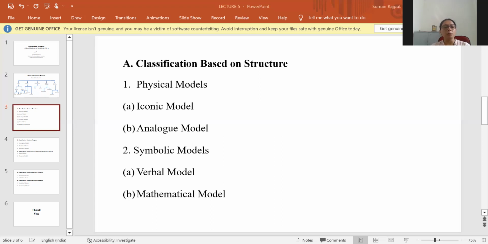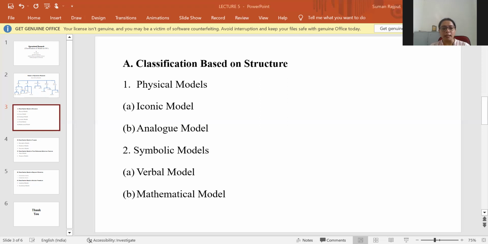Next, we have the symbolic model. These models use symbols, like letters and numbers, to represent the properties of the system. These models are used to represent relationships which cannot be represented in a physical form. Symbolic models are again further divided into two types, that is the verbal model and mathematical model. A verbal model describes a situation in written or spoken language. For example, written sentences, books, newspapers, journals, etc.